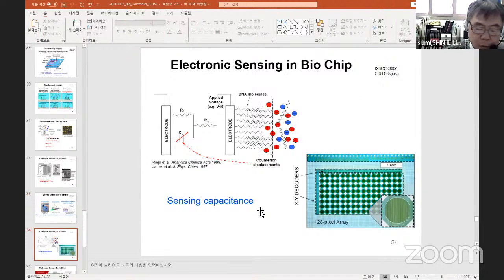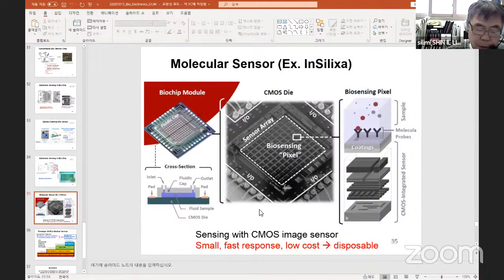This slide shows another example of electronic sensing in a biochip. The circuit measures capacitance variation due to DNA hybridization on the gold electrode, which is bio-modified by covalently attaching probes of known sequence. This work was fabricated with standard CMOS technology with one additional step for gold deposition. Some companies like Insilixa announced a commercial product sensing with a CMOS image sensor. It was small, fast, and disposable, but there are limited reaction applications.